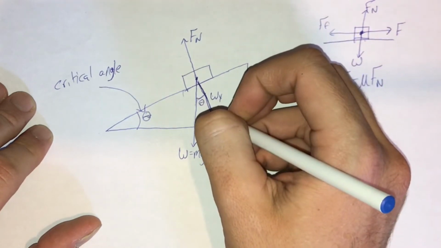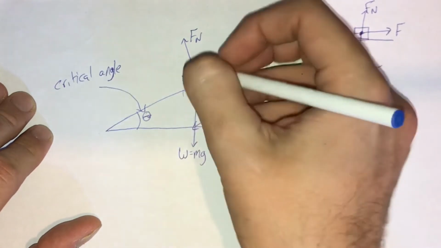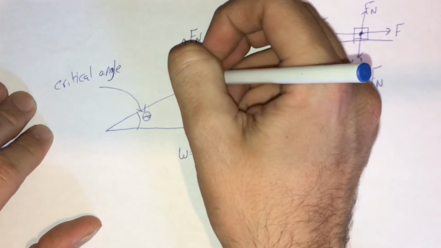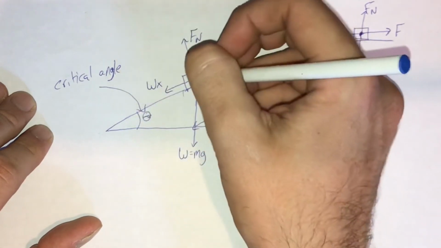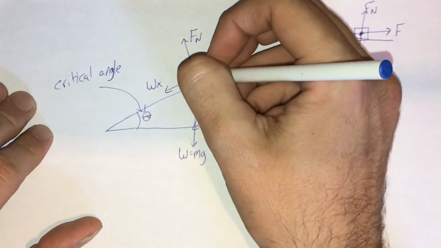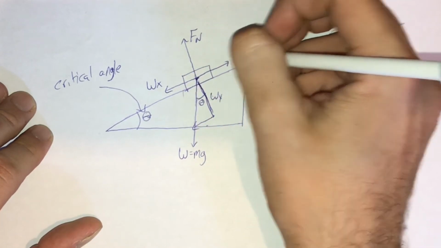And there is a component of weight which acts down the ramp right there, and it's opposite the angle. I'm going to translate that vector and show it right here. So there's a component of weight, the x component of weight, which acts down the ramp. And that component of weight is counteracted by the frictional force.